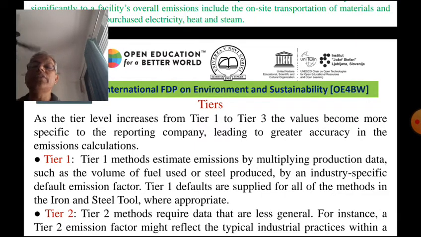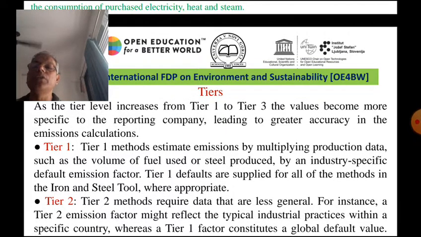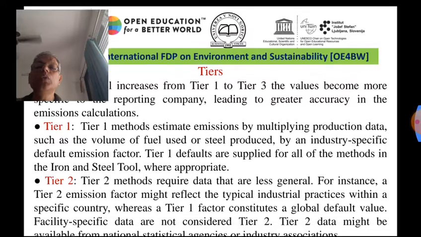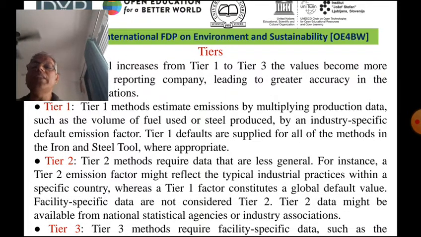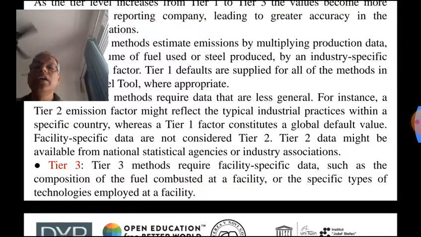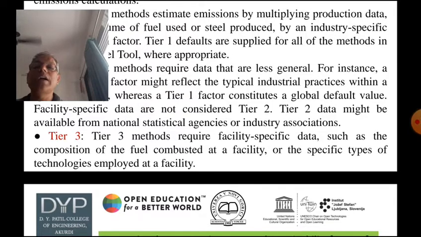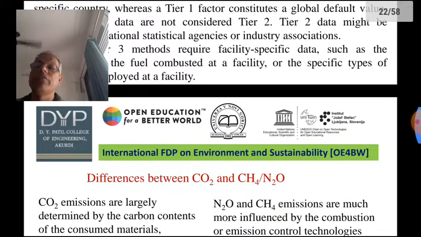So that's why these tiers are classified into three: Tier 1, which we use globally, then Tier 2, which is more specific than Tier 1, so it may be for some specific countries, and Tier 3, which is very specific. The tier methods require facility-specific data, such as the composition of the fuel combusted at the facility, or the specific type of technology employed at the facility.